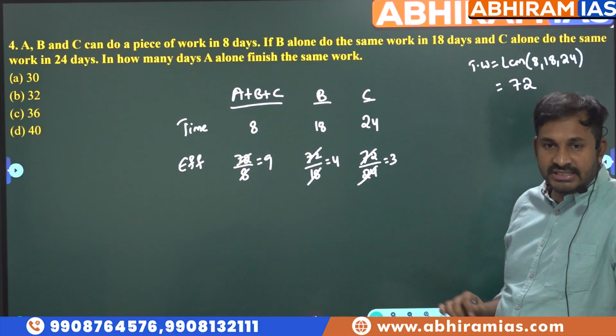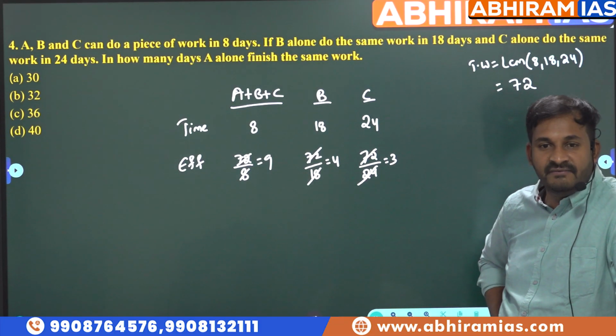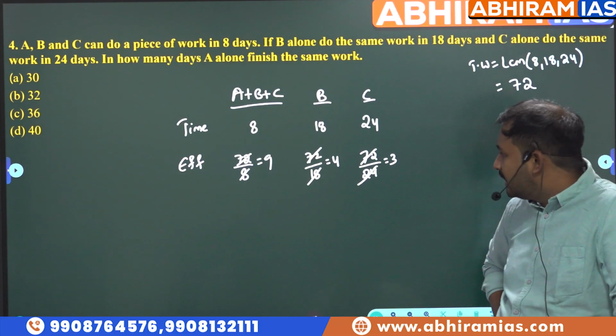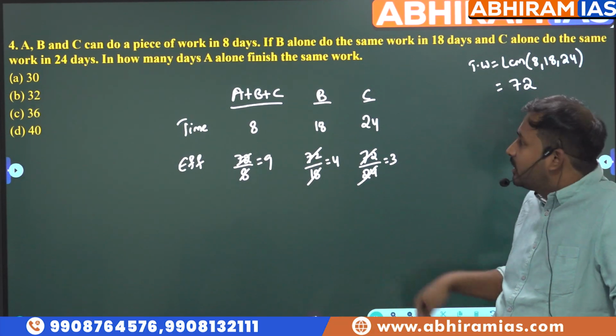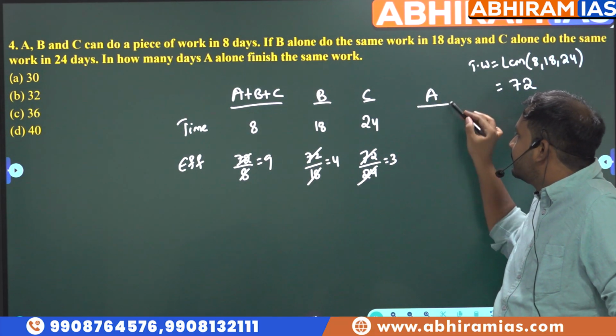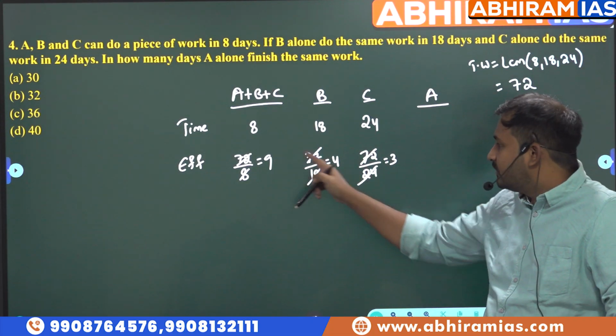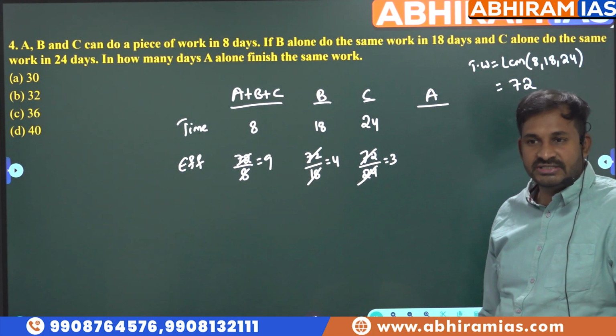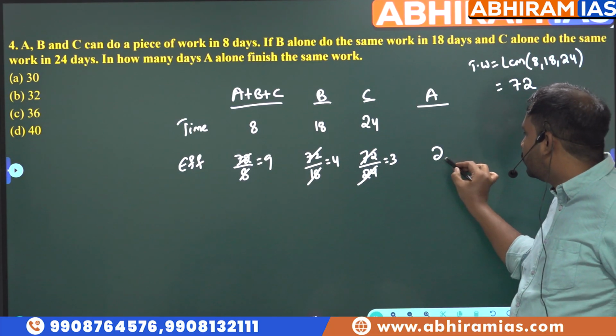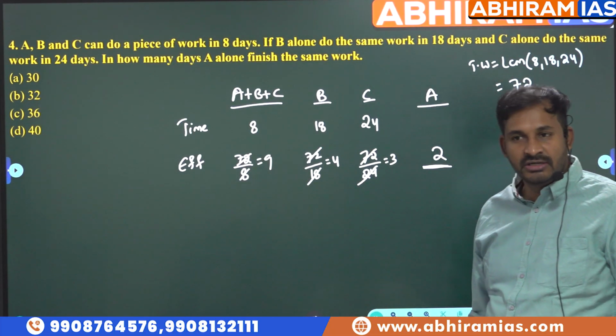A, B and C, all the 3 persons combined efficiency is 9. B's efficiency is 4. C's efficiency is 3. Now tell me what is the efficiency of A here? 2, right? 3 plus 4, 7. So if I subtract 7 from 9, what is the efficiency of A I will get here? 2. I will get the efficiency of A as 2 here.